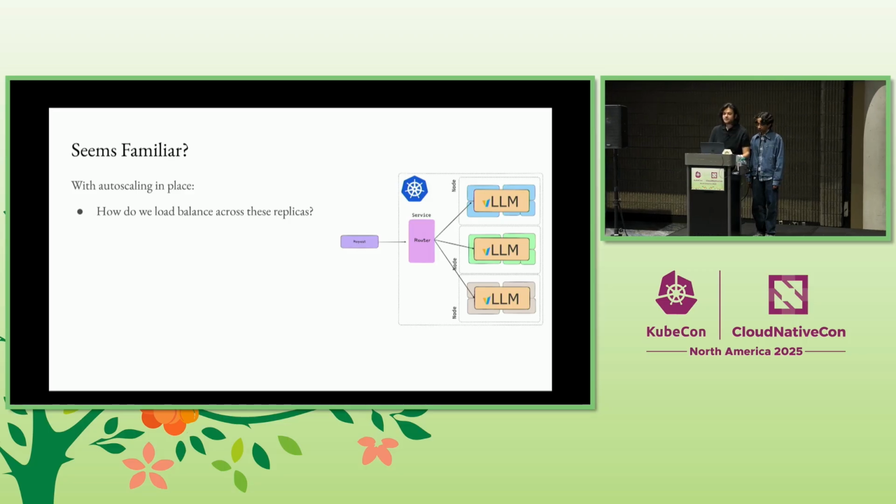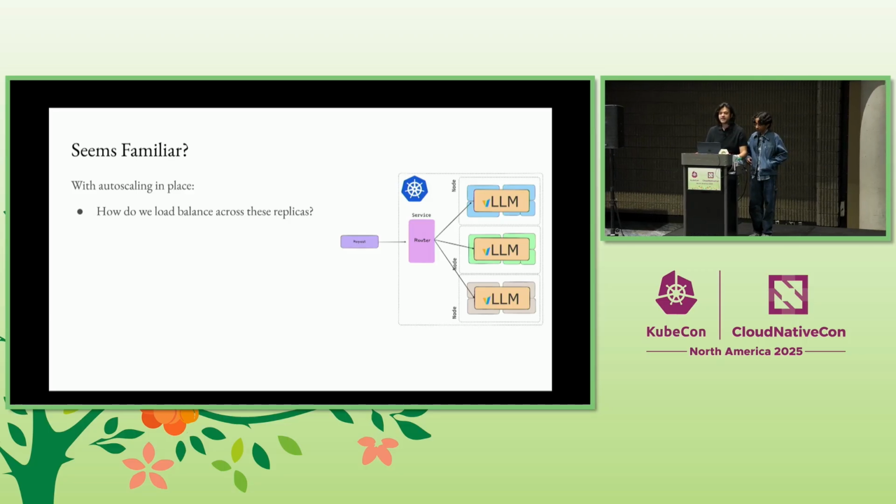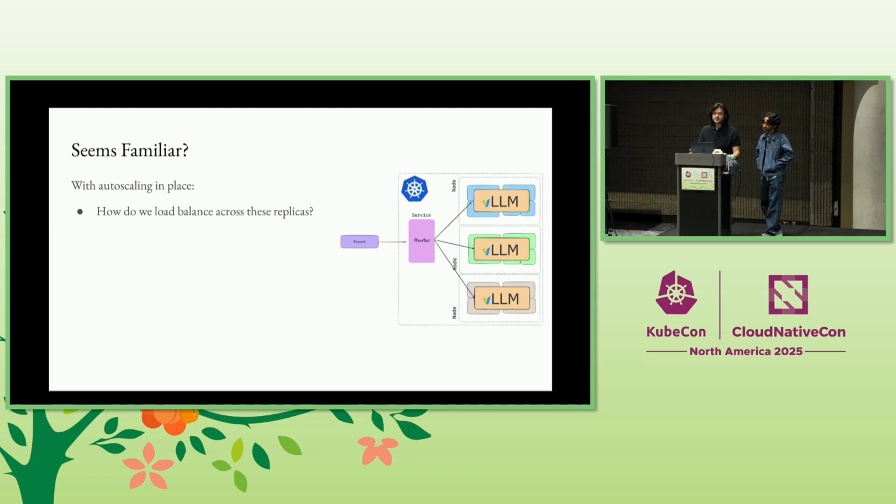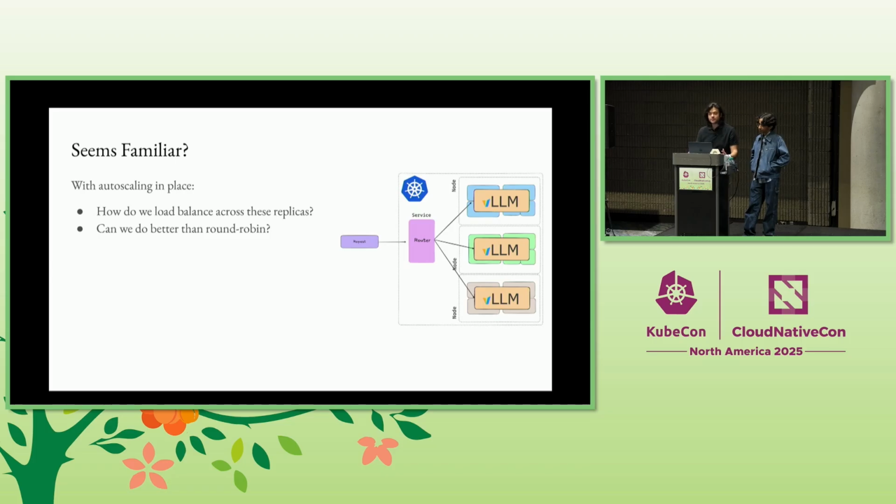So now that we've had some auto scaling in place, we've added some more replicas onto our nodes. The one thing that we need to start thinking about now is how do we load balance across these replicas, right? Can we do better than round robin? I think we should do better than round robin.